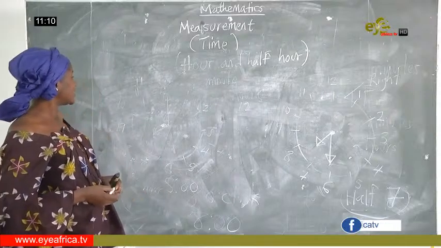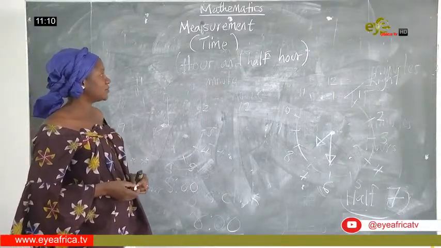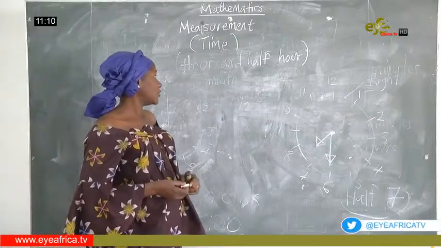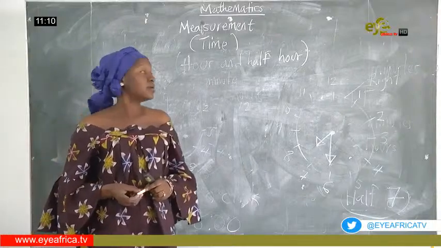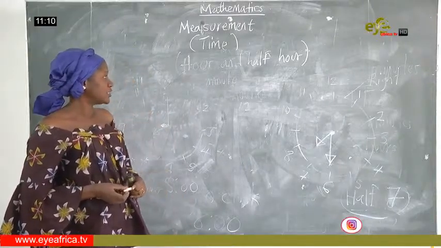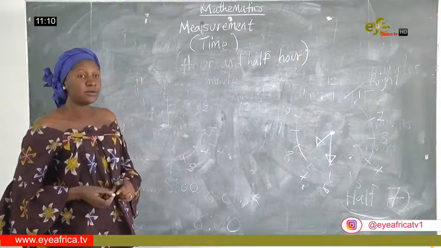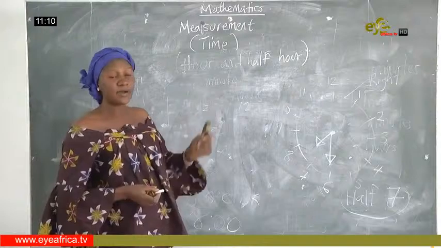On our today's lesson, the theme that we are going to look at is measurement. On the previous lesson, we were on time, where we have hour and half hour. But today we are going to concentrate on half hour, because on your previous lessons, you have looked at hours.